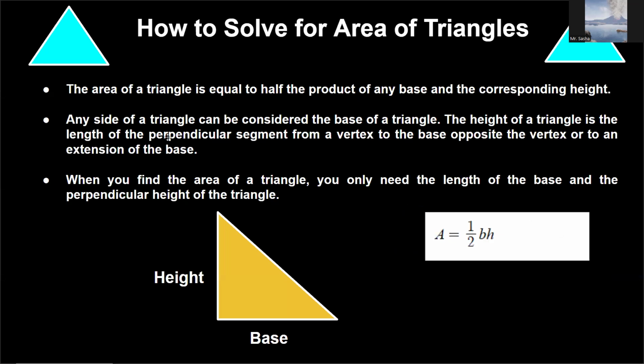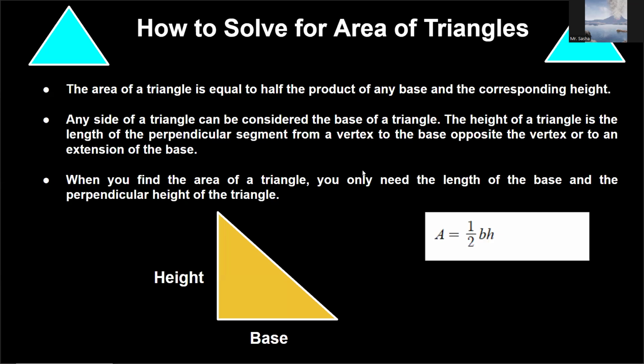Any side of a triangle can be considered the base of a triangle. The height of a triangle is the length of the perpendicular segment from a vertex to the base opposite the vertex or to an extension of the base. Yes, so the vertex is, of course, right here. This is where these two sides meet. Yeah, so you have both of them coming to this point. Right, and you can also rotate a triangle across the coordinate plane, but that will be in a future video, okay?